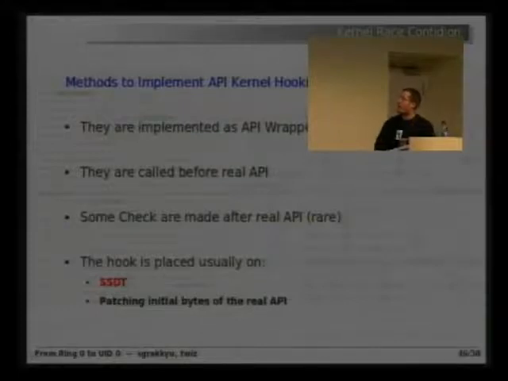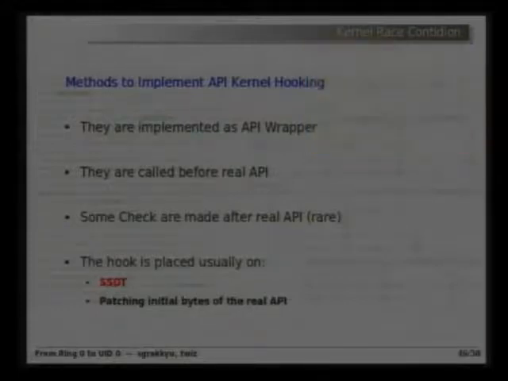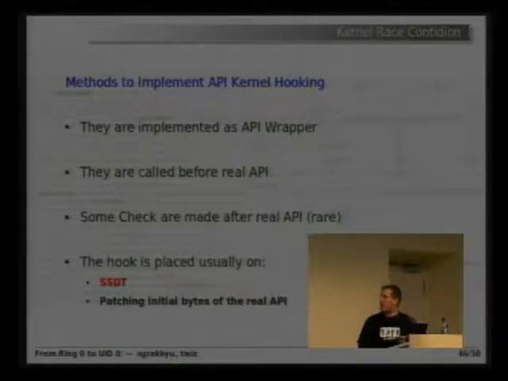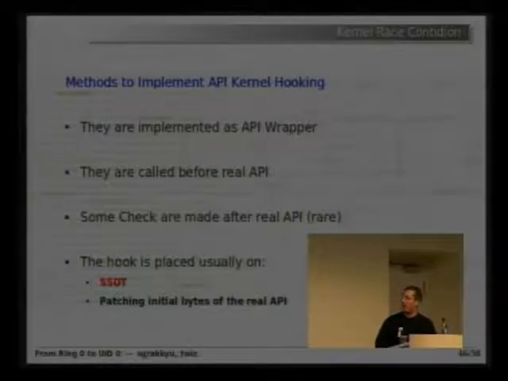How are they implemented? They are implemented as an API wrapper. They are called before the real API. There are some checks before, and some products also make a check after the call of the original API. Where the hook is placed: mainly in the system service descriptor table, or by patching the initial bytes of the API, like some malware.